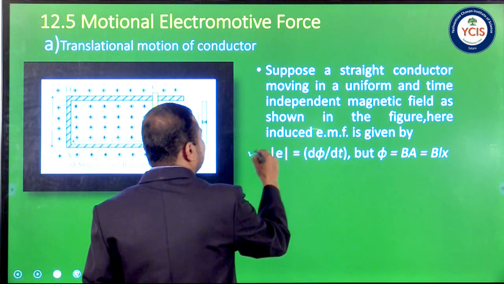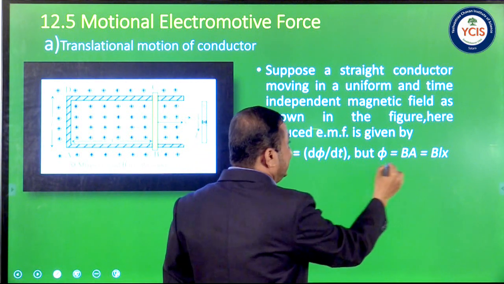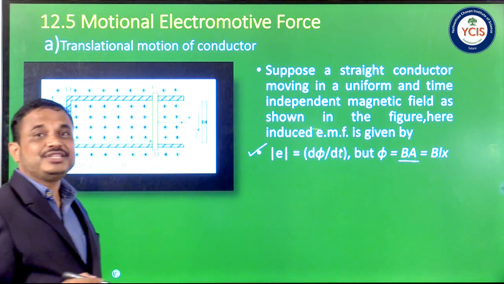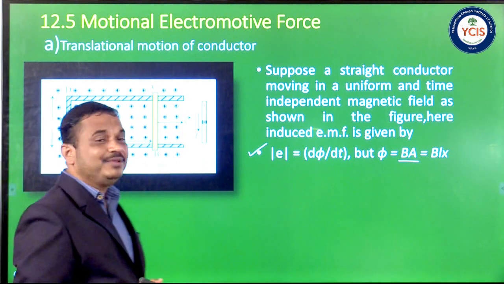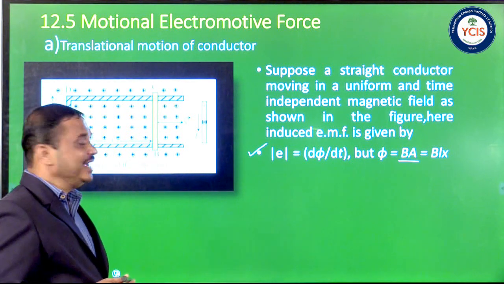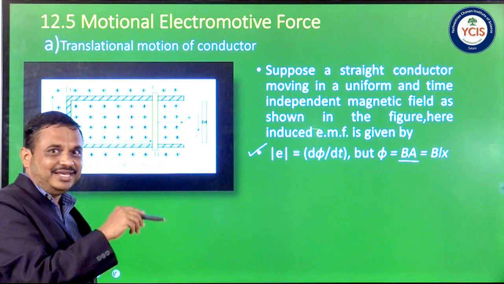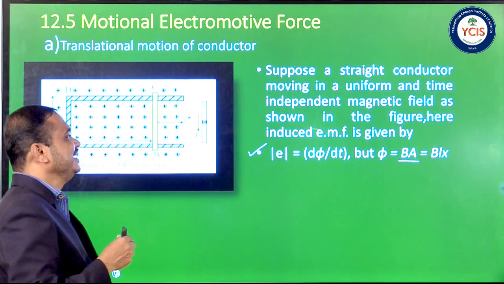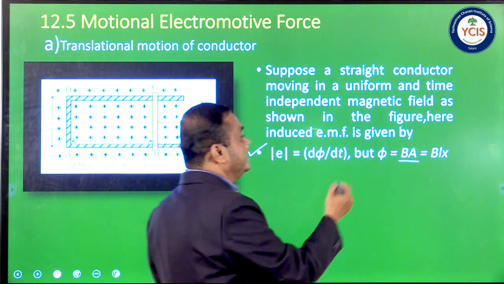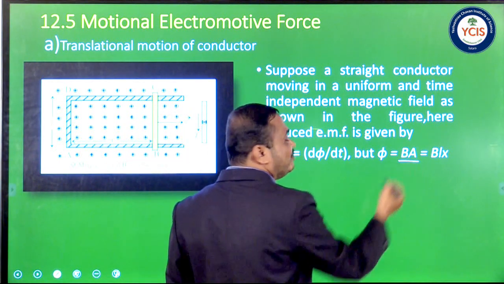is given by the equation E equal to dΦ by dt, where Φ, by definition, is equal to BA cos θ. So θ is the angle between B and A, but here the field is perpendicular to the plane of the figure and directed inwards, and the surface vector is also perpendicular to the screen, that is θ is equal to 0, cos 0 is equal to 1, so Φ equal to BA cos θ, and cos θ is equal to 1, then Φ is equal to BA.